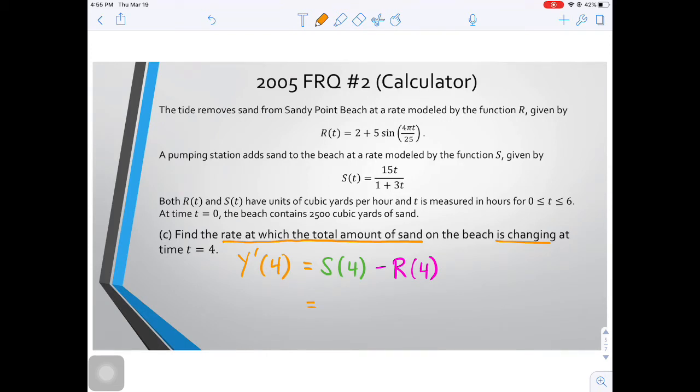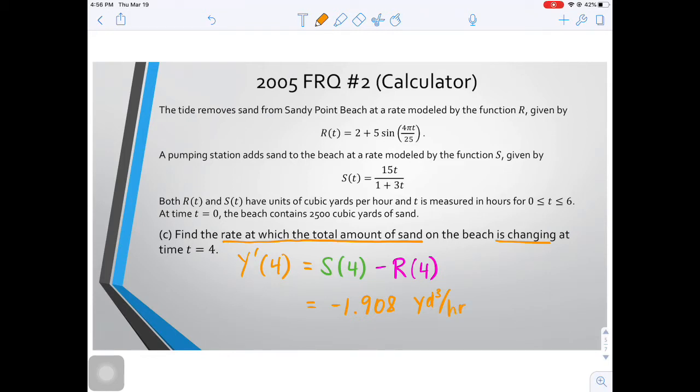And we get negative 1.908 or 9. I'm looking at the actual AP answer key instead of doing the math myself. When you round, you can technically round up or down. So they will accept negative 1.908 or they will accept negative 1.909. So there you have it. Y prime is going to be the same units as S and R were because we're just subtracting those functions. So it's still going to be cubic yards per hour.